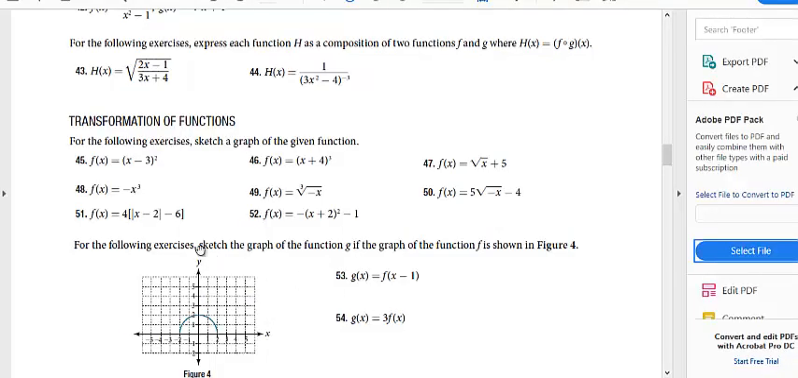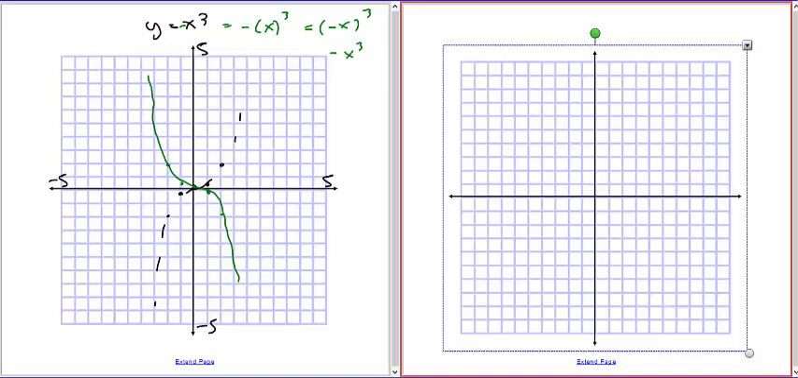Okay, next one, 49. So it's the cube root, negative cube root. Or is it the cube root of a negative? What did I forget what it said? Yeah, it's cube root of negative x. So y equals the cube root of negative x.